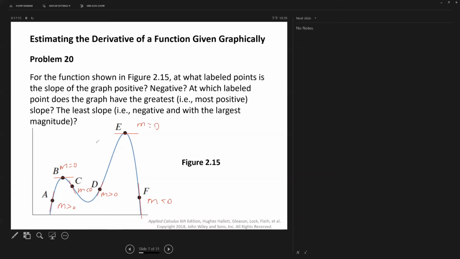Okay, so at which labeled point does your graph have the greatest slope? Most positive, right? That means it's increasing the fastest. So you look at the increasing ones, it's A or D. I want to say A is maybe increasing a little faster. So greatest slope, A. The least slope, negative with the largest magnitude, I want to say it's F. F is decreasing the fastest. Okay, so that's just some warm-up of identifying slope and finding that slope at a certain point.